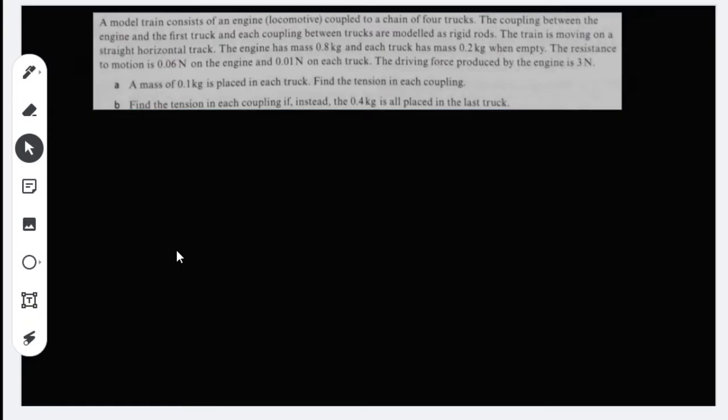Now, as always, we need to draw the diagram so that the forces acting on the engine and each truck will be shown. I will just be making use of the diagram given here, so it will be really fast, because drawing would consume a lot of time.